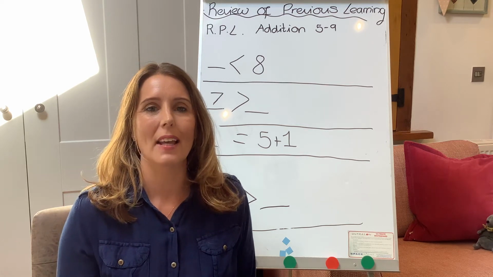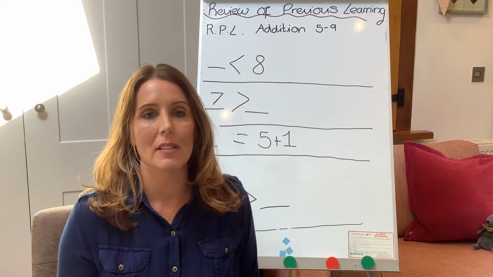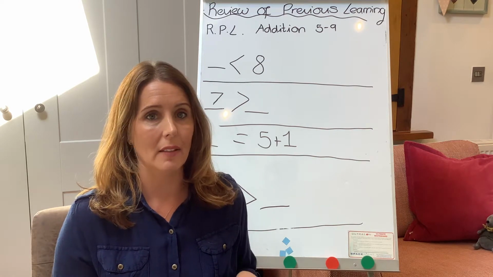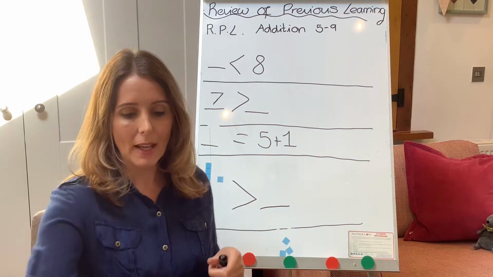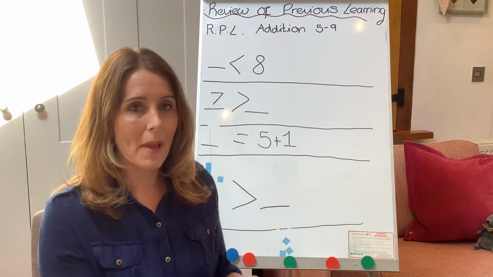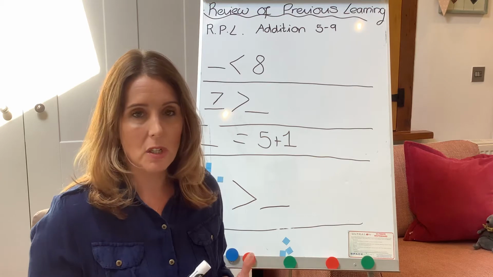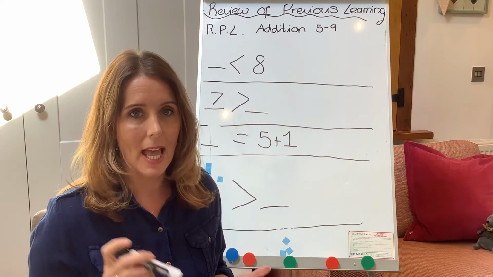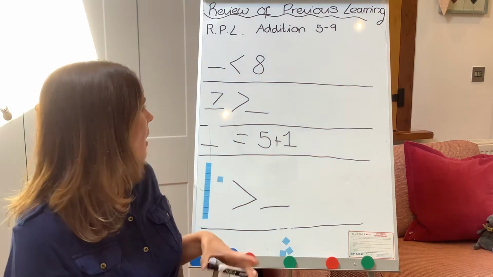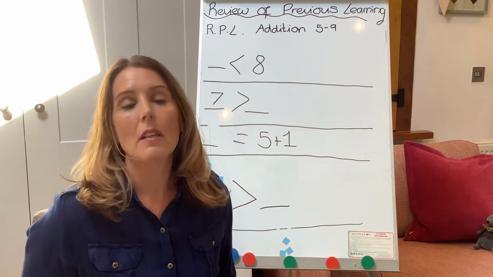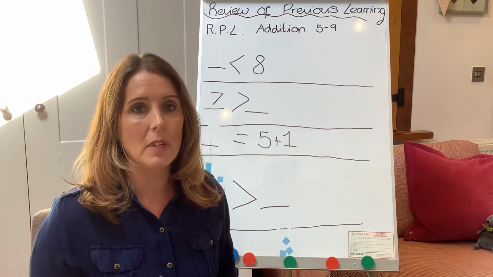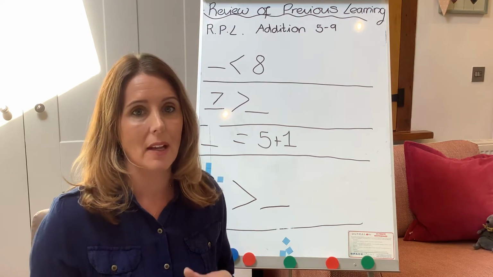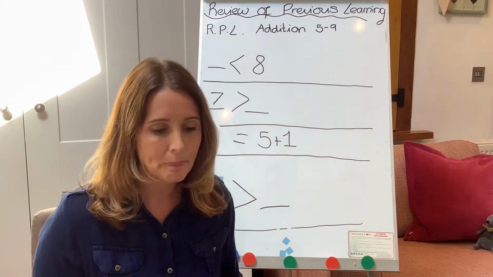Hi, welcome back. So this is the review of previous learning, the RPL session for edition 5 to 9. In here we're going to review comparing number bonds, partitioning numbers into tens and ones in different ways, adding on to make 10, adding on to make 100. In the activity section, there's a practice for you at regrouping and adding to make 10, adding to make 100. So have a go at that because that'll really improve your skills on that.